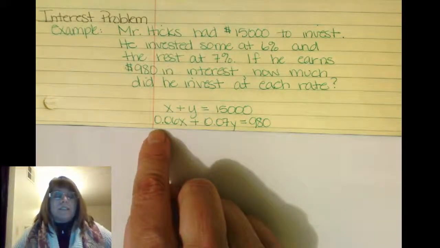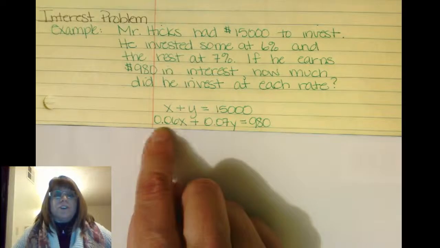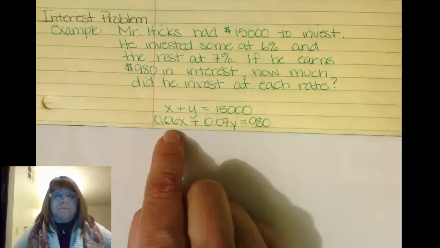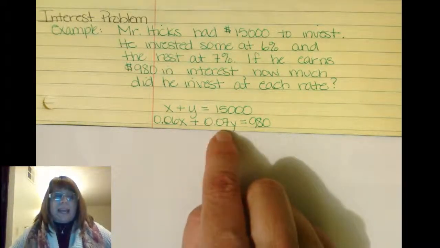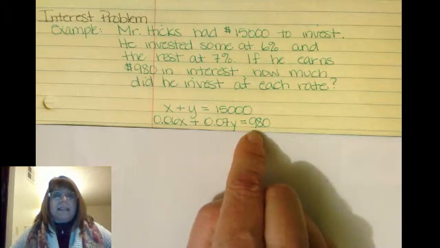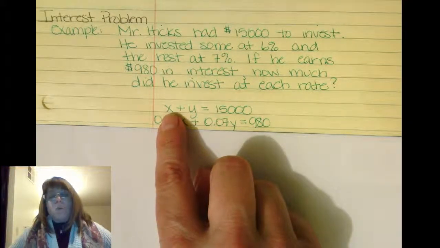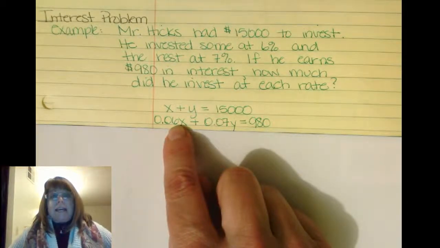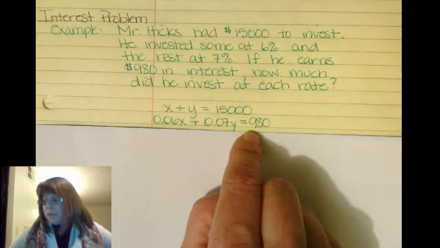The 6% in decimal form, 0.06x, will give me the amount of interest earned at 6% for the amount of money that I invested at 6%. The amount of money I invested at 7% times 7% will give me the interest at 7%. I add those two up, I get 980. So let me go over that again. The two amounts are X and Y. X plus Y equals 15,000. 0.06 times X plus 0.07 Y will equal the 980 in interest.